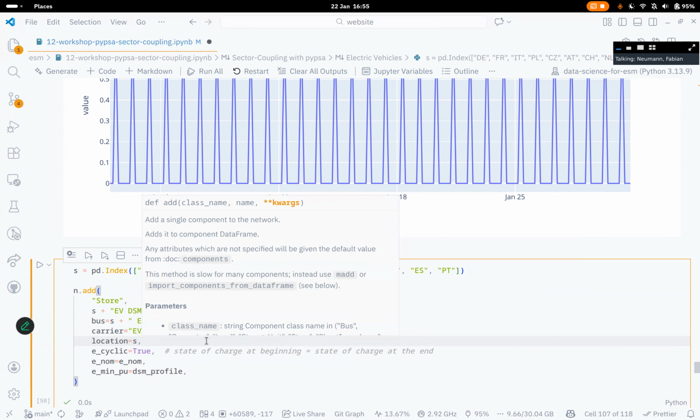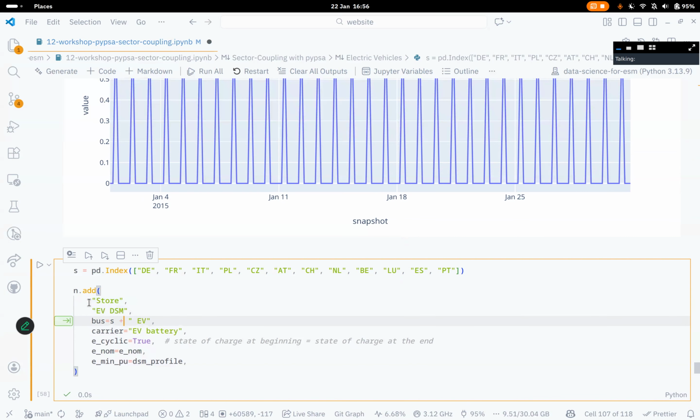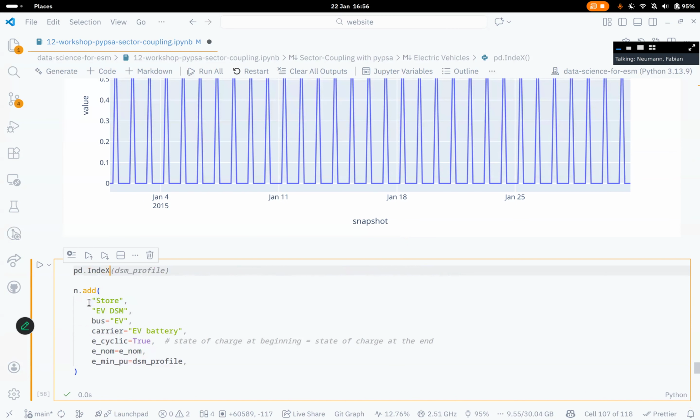But then the enorm here, which is currently a scalar, would be a pandas series, so it has just one dimension more, and the DSM profile would be a pandas data frame, which also has just one dimension more, indexed like this. So structurally it's super similar, it's just that you have to work with an additional dimension there. Yeah, exactly.